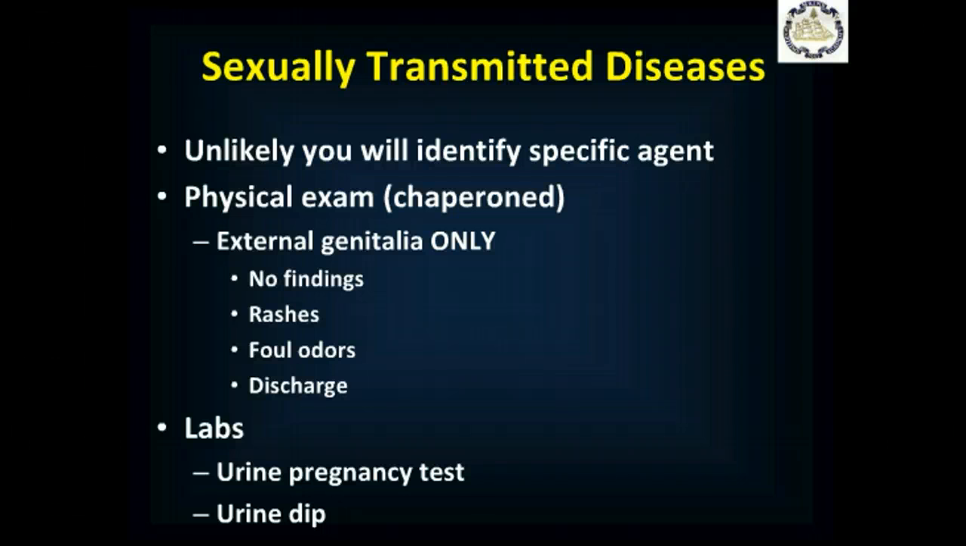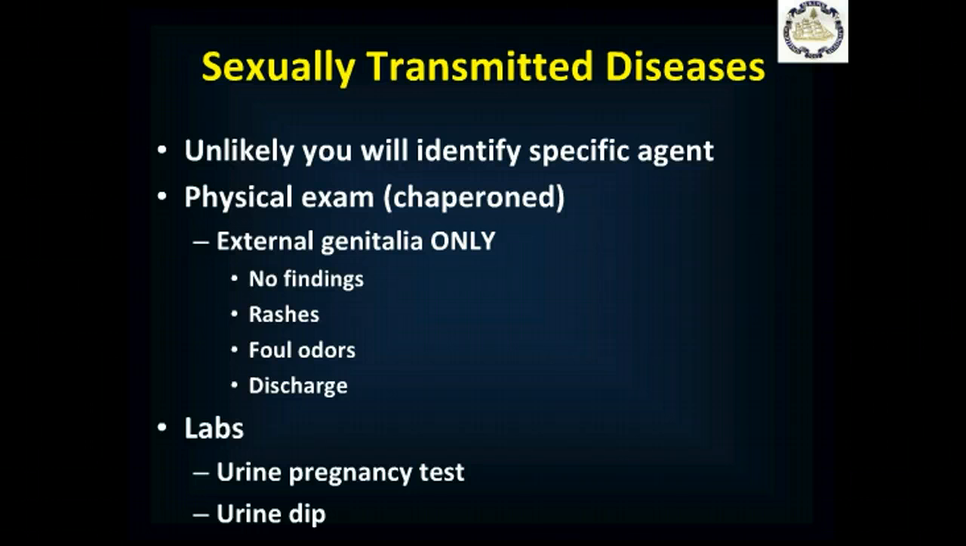Your physical exam is going to be chaperoned. It's the external genitalia only, so looking at the penis, looking at the outside of the vagina. You may find nothing at all. That's your most common finding, but you may find rashes or ulcers. You may smell foul odors. There may be discharge either from the end of the penis or from the vagina.